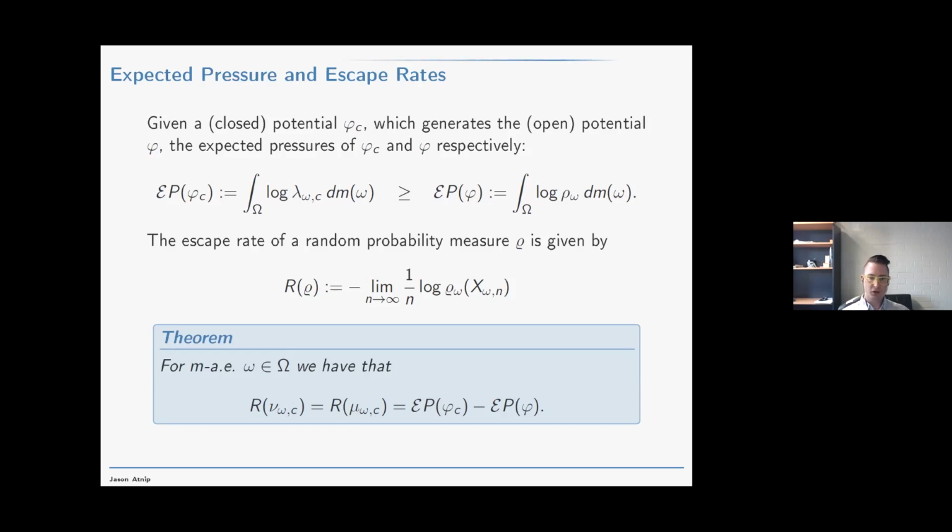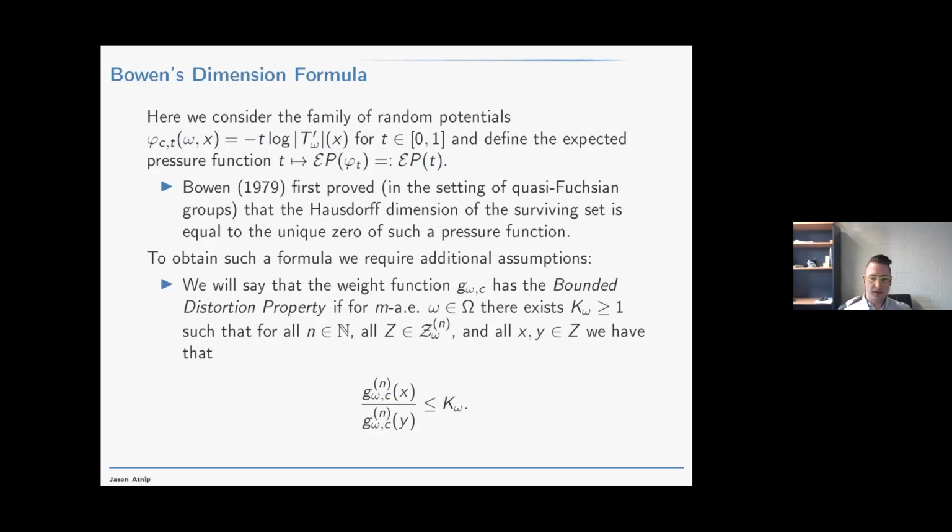Okay. So from our simple example with the Cantor set and the map T of x is 3x mod 1, the closed pressure would just be log 3, and the open pressure would have been log 2. Okay. So that's all of the problem about the escape rate.